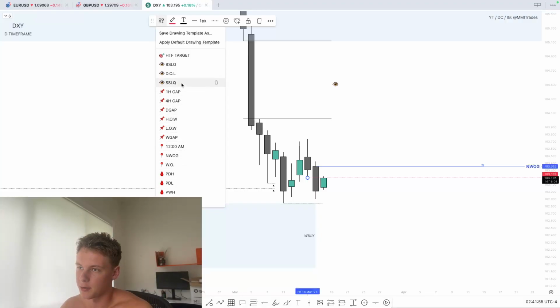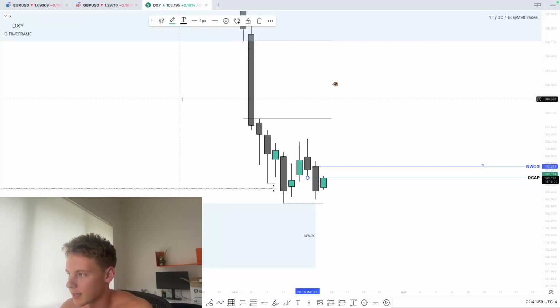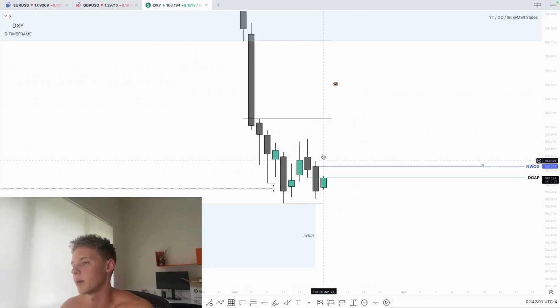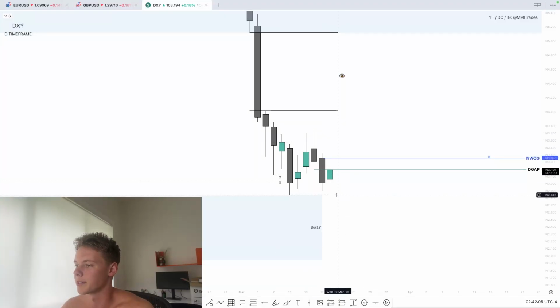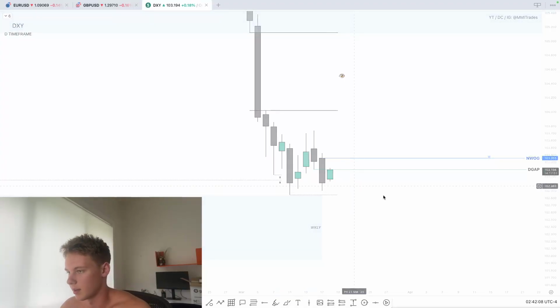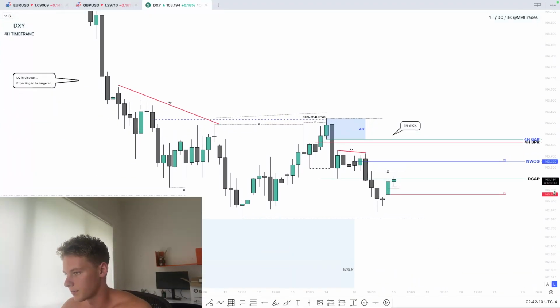And yesterday's candle, we printed a pretty bearish candle after sweeping this high right here. So potentially we might see lower prices coming down into this low. Let's drop down to the 4-hour time frame now.